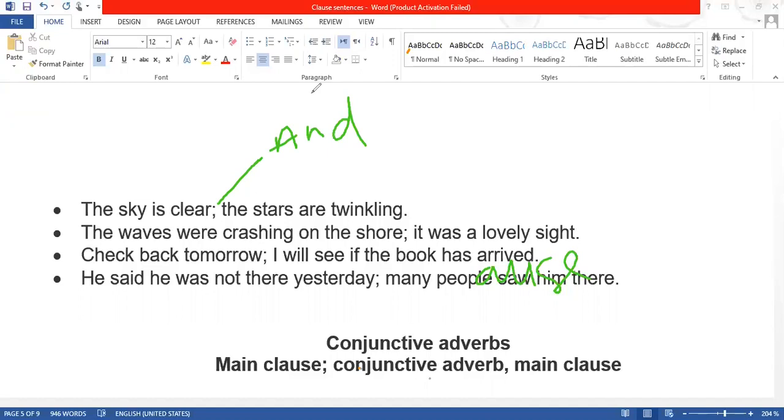The waves were crashing on the shore, and it was a lovely scene. See, and. You can replace this and with a semicolon. So today you just learned how to use a semicolon. This is one way of using a semicolon. You can connect two clauses with the help of a semicolon like this. If you see the third one, check back tomorrow; I will see if the book has arrived. Now, here, what conjunction can we use? Can anybody tell me?